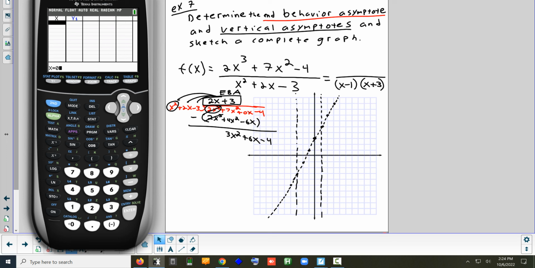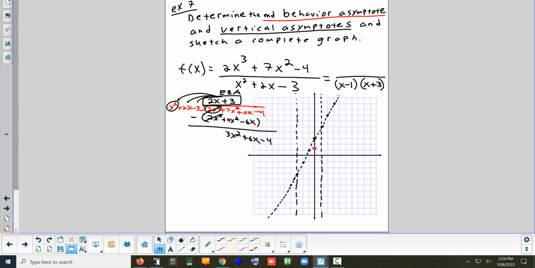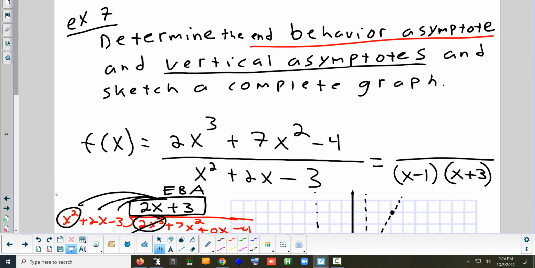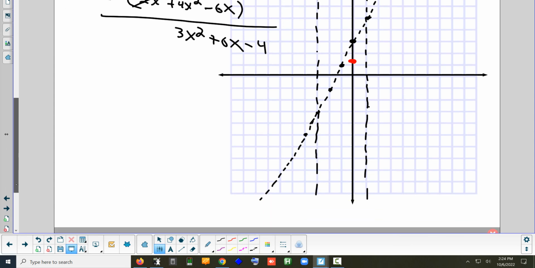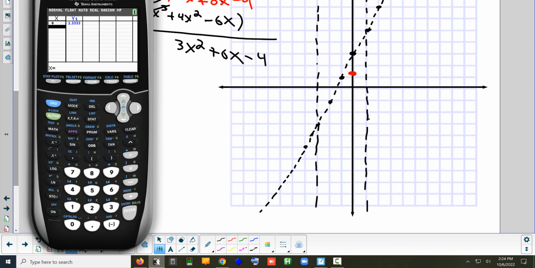Sure, we could try 0. So if we plug in 0, we get the point (0, 1.3). Okay, so there's a point. I'll make it bigger so you can see it again. (0, 1.3). That's good. That's 1 point, but I need more than that. What would be another good x value to plug in?